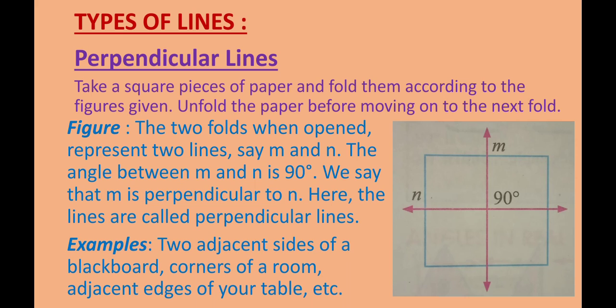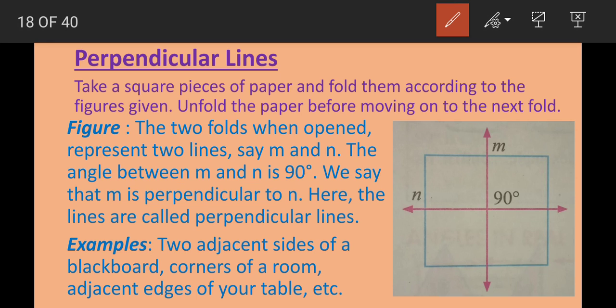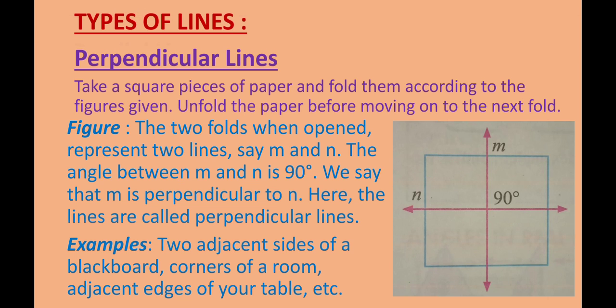Next, here are some examples, like two adjacent sides of a blackboard are perpendicular to each other. Next, the corner of each room. Next, adjacent edges of the table. All these are examples of perpendicular lines. Or we can say that when two lines have an angle of 90 degrees, they are perpendicular to each other. Next one, the second one is parallel lines.